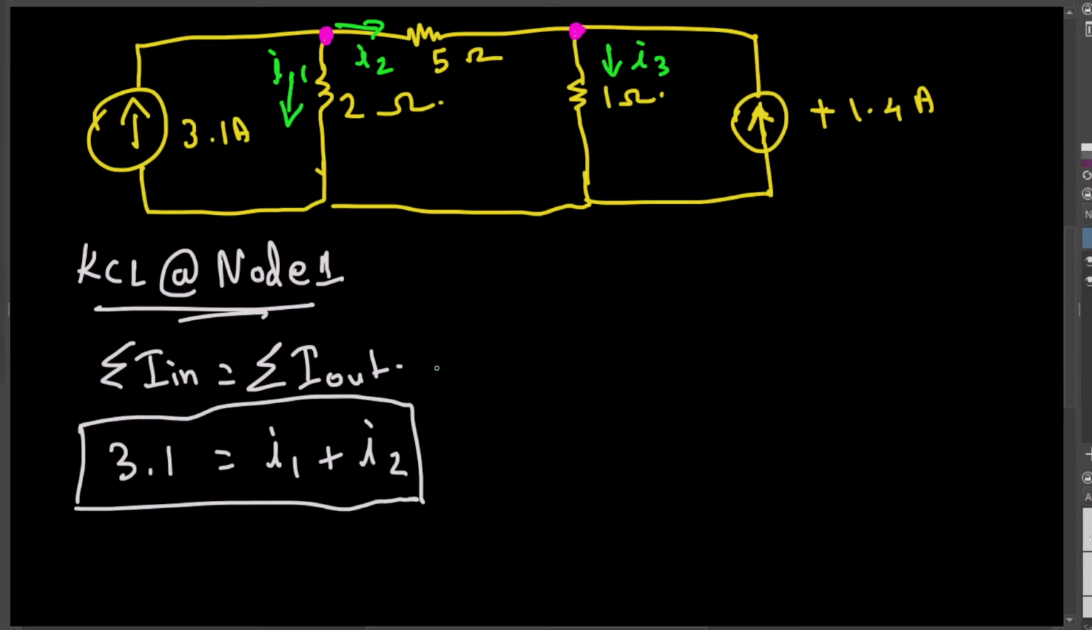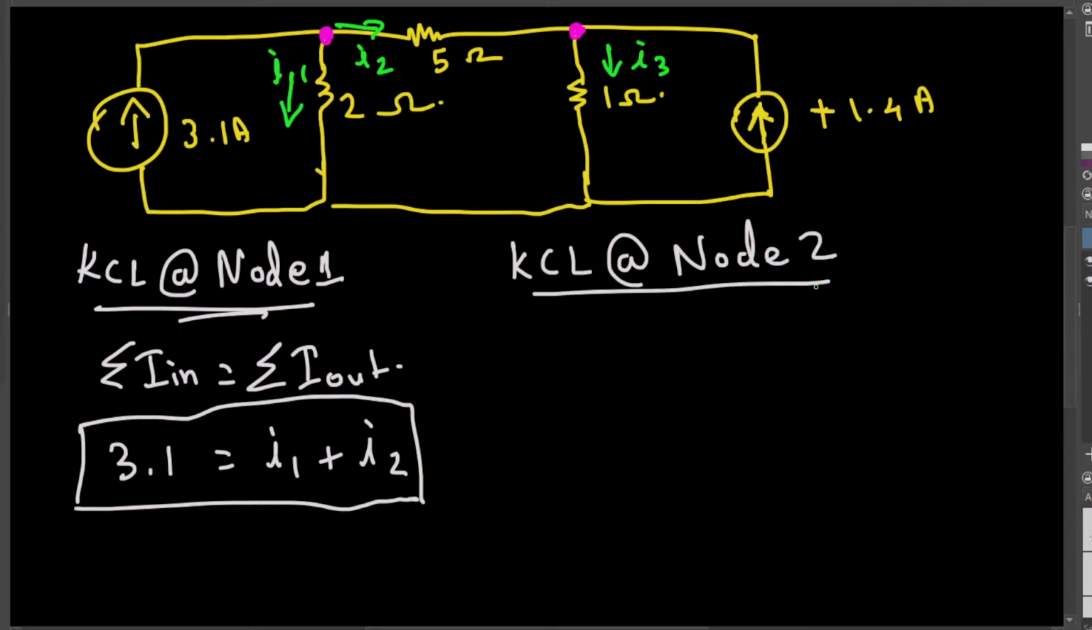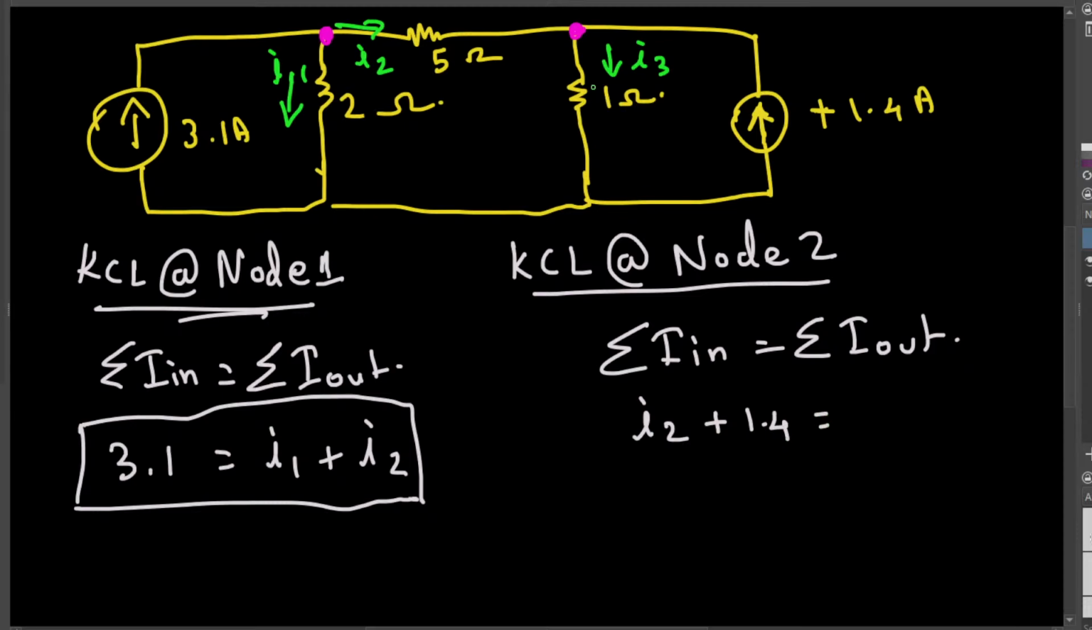Now we can use KCL at node 2, and here we again have to look for the current in and current out. Again, the summation of current in is equal to the summation of current out. I2 is entering this node, so I put the I2 right here, and this 1.4 ampere is also entering this node, so I put the plus 1.4 here, and then I3 is exiting this node, so I put this one on the other side. This is our second equation.